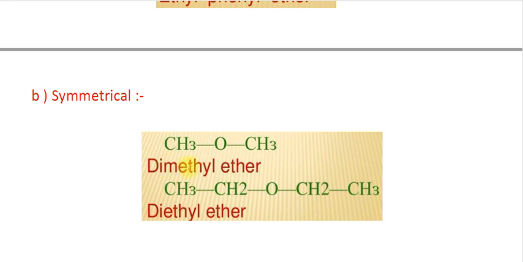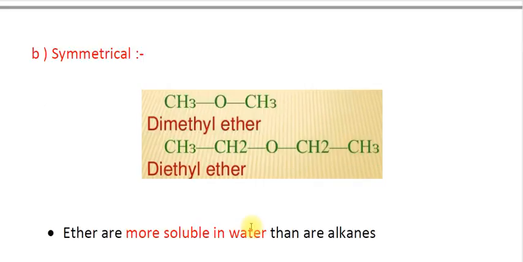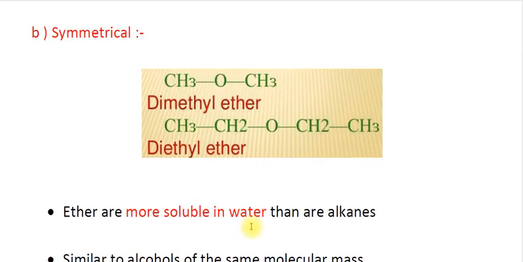Next you can see how a symmetrical ether is named. CH3OCH3 can be named dimethyl ether. This is because the groups attached on either side of the O are the same, so that is dimethyl ether. Here you can see the ethyl group is attached on either side of the oxygen, therefore the name will be diethyl ether.